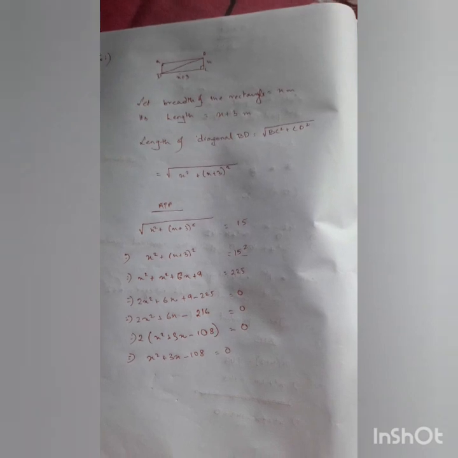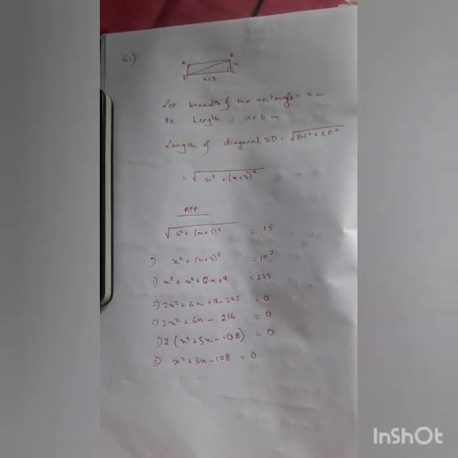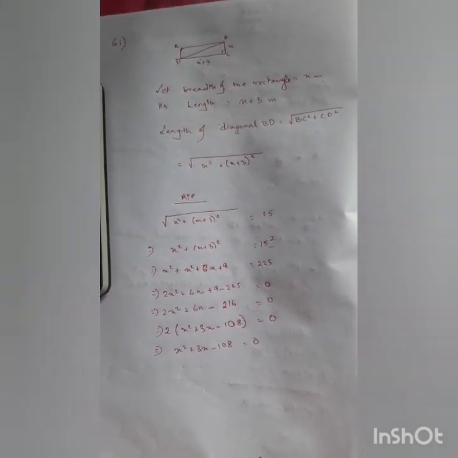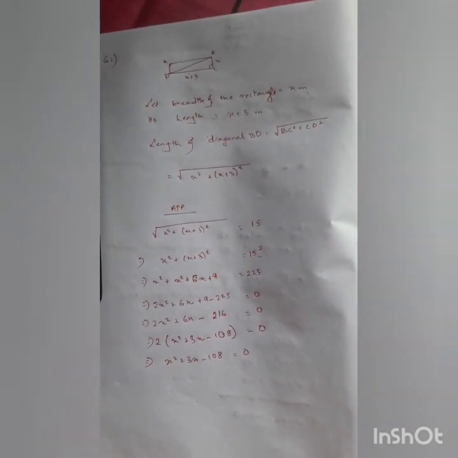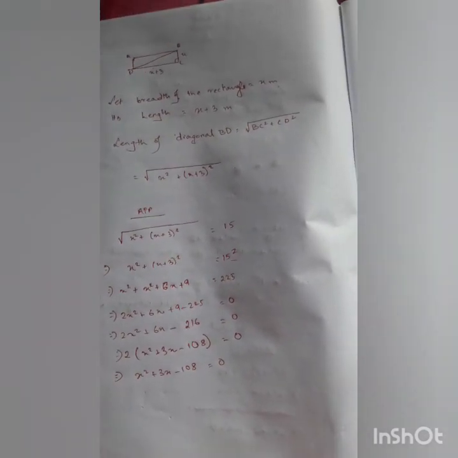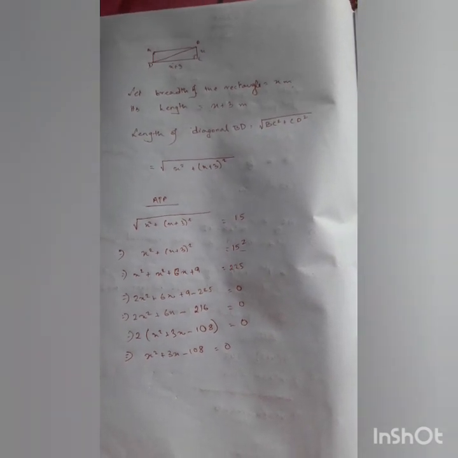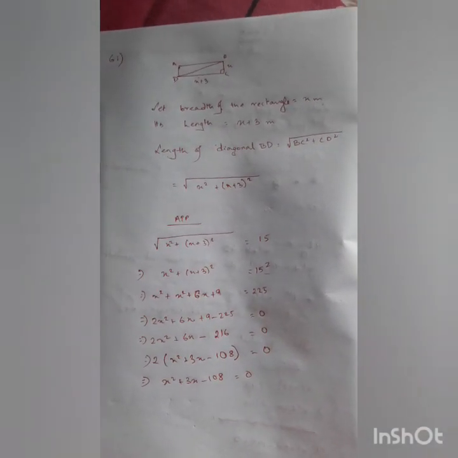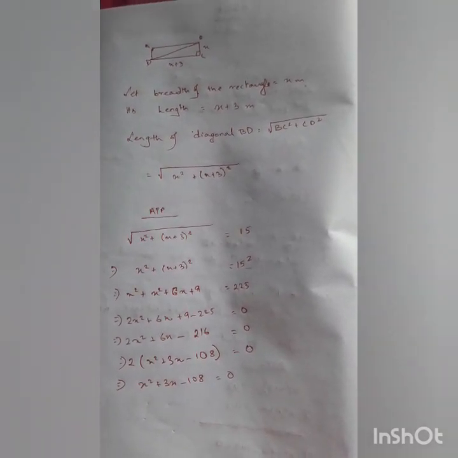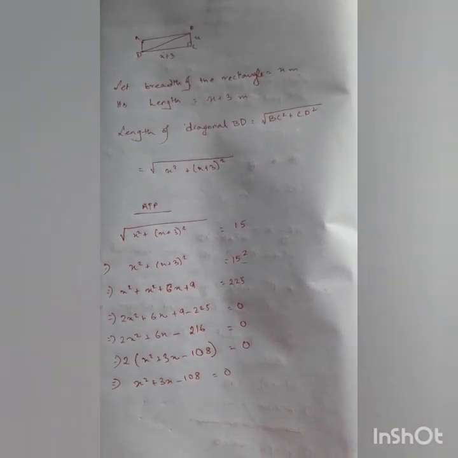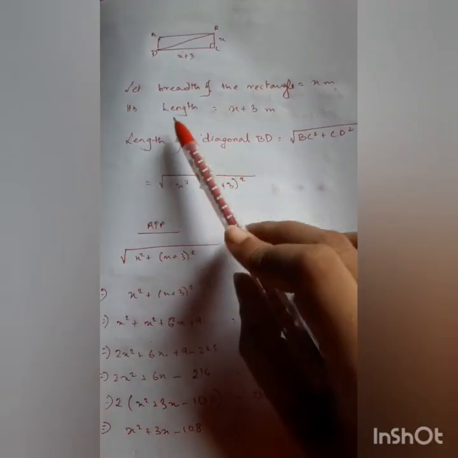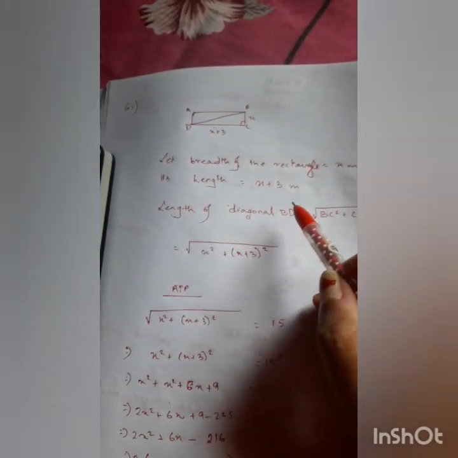Next we have 6 part 1. In 6 part 1 it is said that the breadth and length of a rectangle are both unknown to us. The point mentioned is that the length of the rectangle exceeds the breadth by 3 meters. So we will assume that the breadth of the rectangle is x meters. Since its length exceeds, that is, is more than the breadth by 3 meters, the length of the rectangle will be x plus 3 meters.